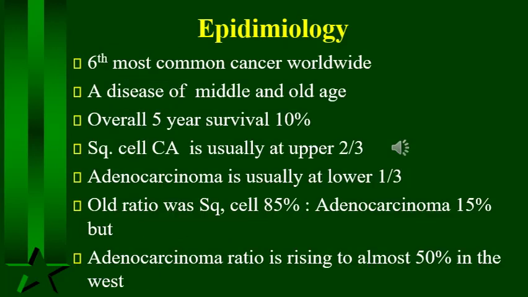Squamous carcinoma used to be the commonest along the whole length of the esophagus, and adenocarcinoma in the lower third, most on top of Barrett's disease. In the last decades, there was a marked increase of adenocarcinoma, so nowadays the two types are almost equal.